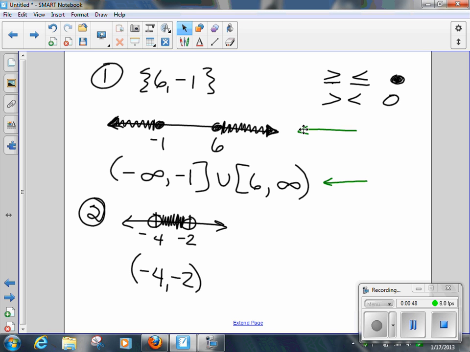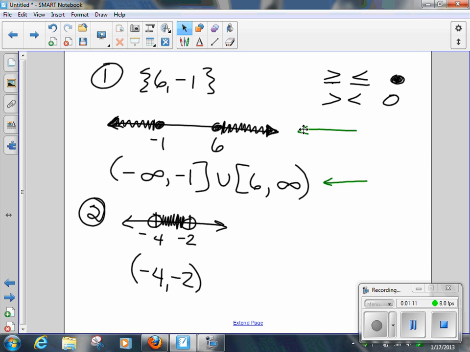The square brackets are for closed circles. If that value is included, like 6 is, then the 6 has to have a bracket. Open circles and infinity have to have parentheses.